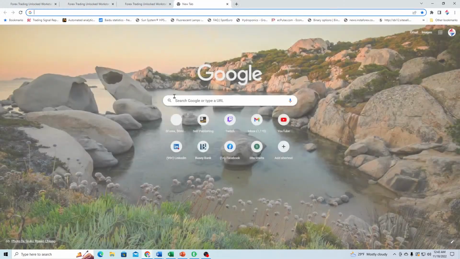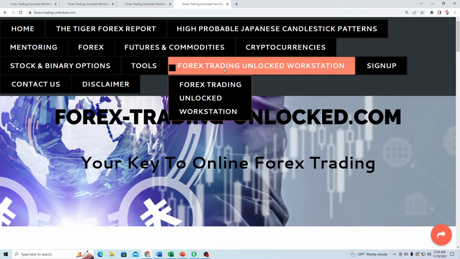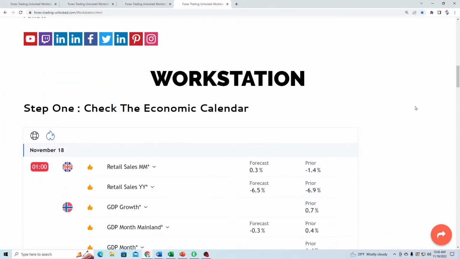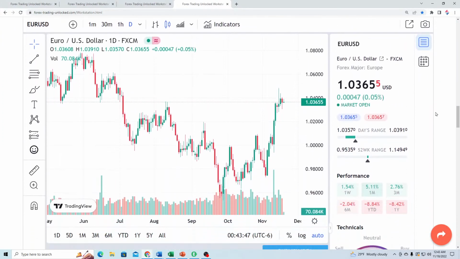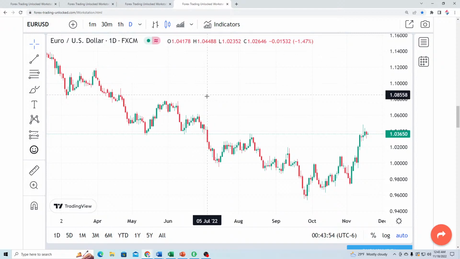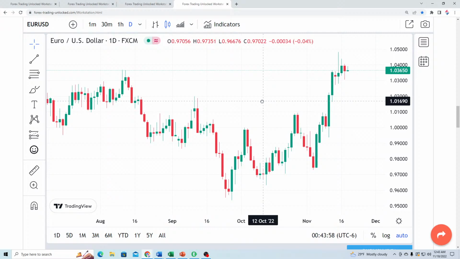Okay, so the first thing you need to do is go to the www.forex-trading-unlock.com website. There is no login or membership required. Now you go to the workstation page. This can be found on the navigation bar, and you click on that. Now once you have that page pulled up, scroll down all the way until you get to a chart. Okay. Now remove the market information on the right as well as the volume. X that out. That gives you a little bit more room, and there we go.